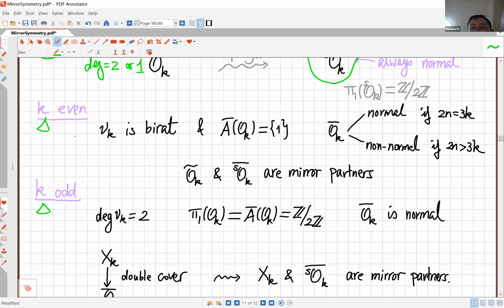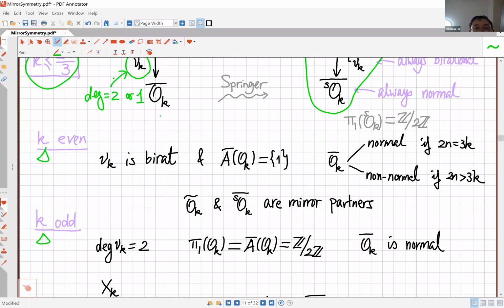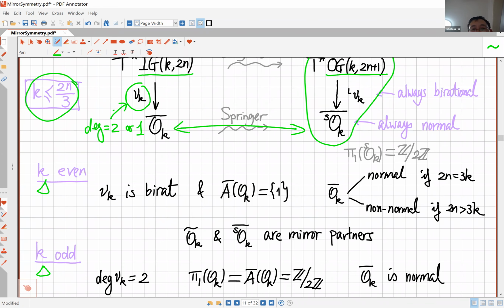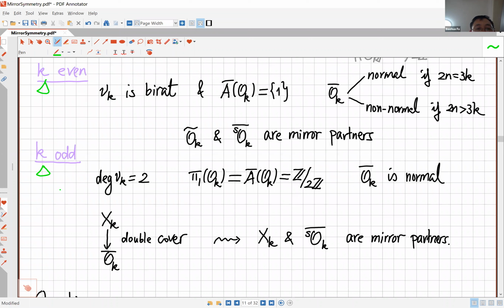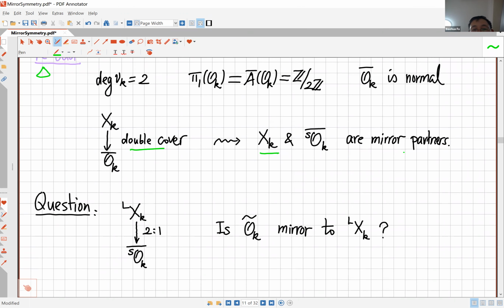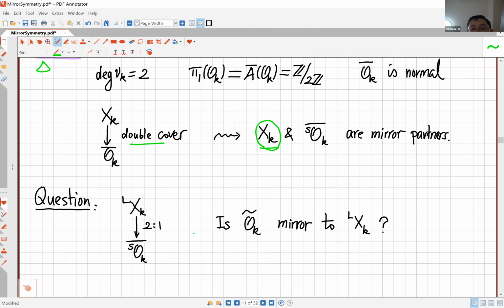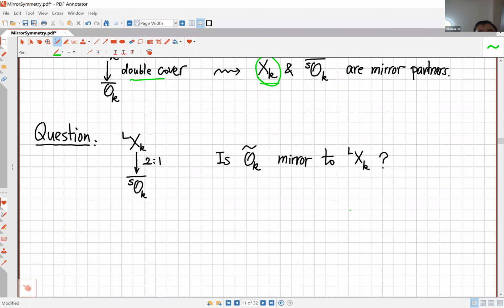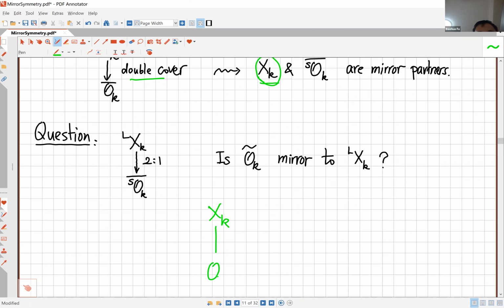So if k is even, then all are birational, so you just get a mirror pair between this one and this one. But if k is odd, then you get a double cover, so you get just one side. This X is a double cover of this. So maybe let me write it here. You have this X_k, a double cover of this \bar{O_k}, and then you have this dual \bar{O_k}, and then this is the X dual_l. And then our theorem says this and this is a mirror pair. So this is degree 2, this is degree 2.